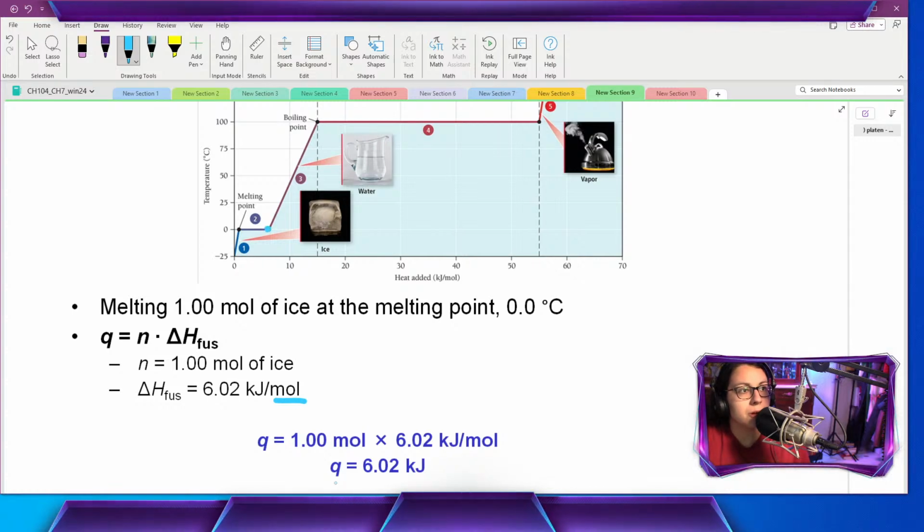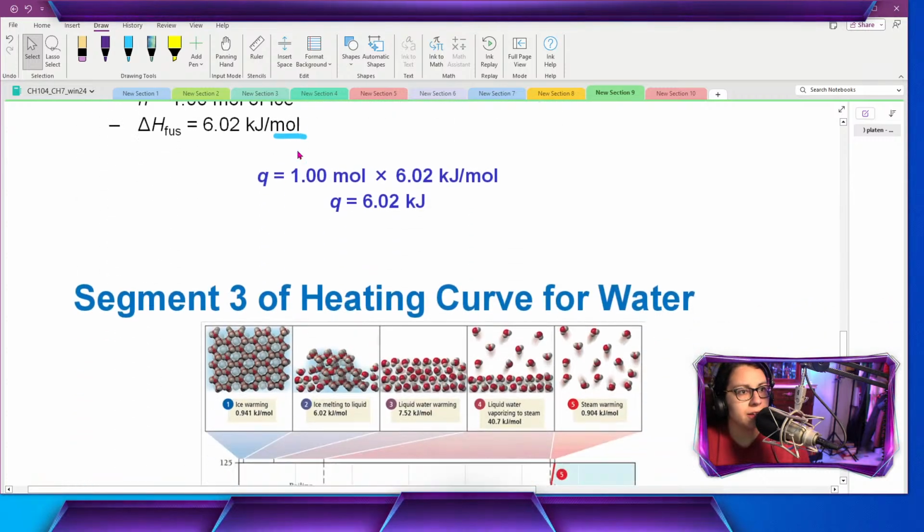So we do the state change. Now, right, we're here on the graph. We just finished our state change, so now we're ready to heat our water. If we're going to heat something, we should start thinking heat capacity again.